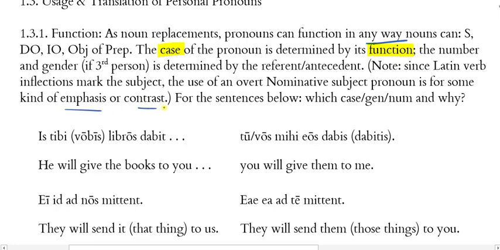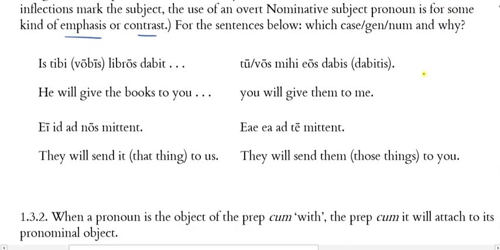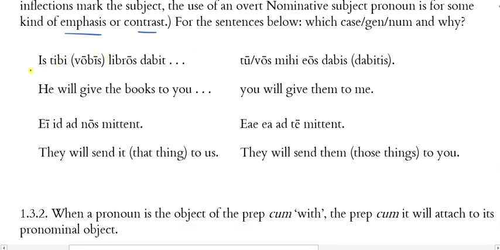And so let's take a look at the sentences below, and I want you to be thinking about what the case, gender, and number are that I'm seeing. If the pronoun has a gender, we'll be thinking about gender, and then why. Why does it have the case, gender, number that we're seeing? So let's take a look at these. I have is, tibi, or vobis, libros dabit. Okay? And the English translation here is, he will give the books to you.